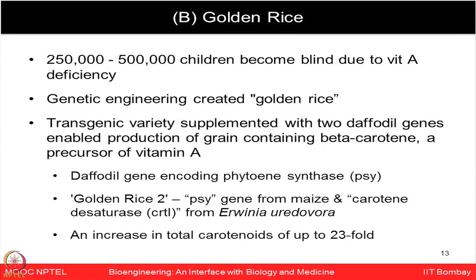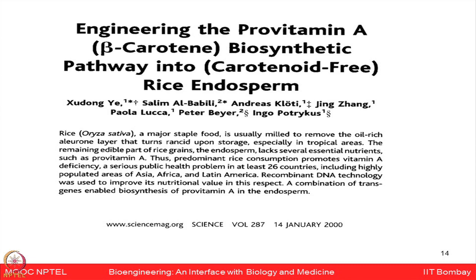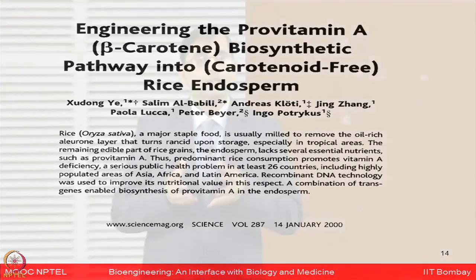I have shown you here two highly cited publications in this area, where they engineered the provitamin A or beta carotene biosynthetic pathway into the carotenoid-free rice endosperm. Another study showed that you can improve the nutritional value of golden rice by increasing the provitamin A contents, and in this case they expressed a Psy transgene from maize, which increased the carotenoid contents of the maize callus.